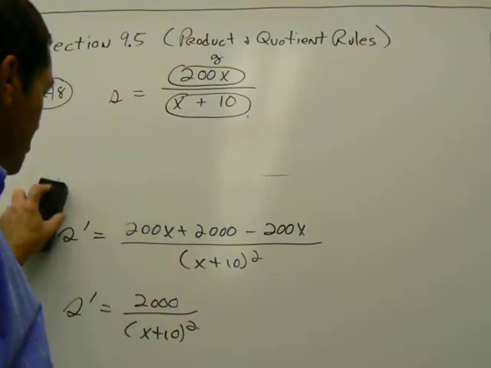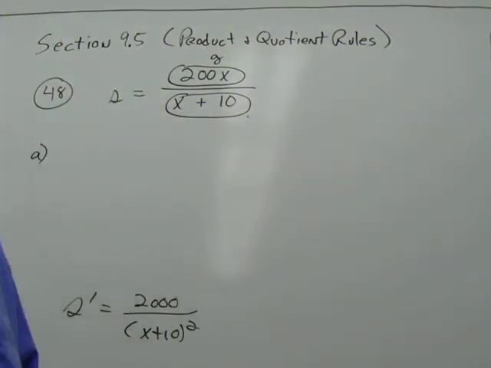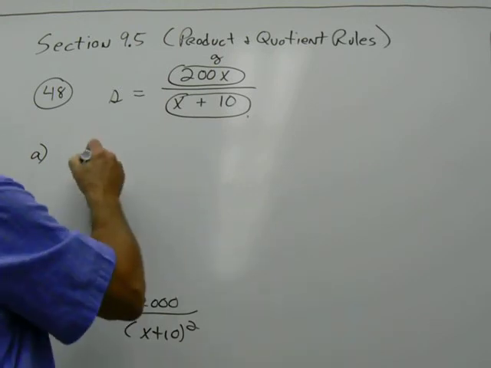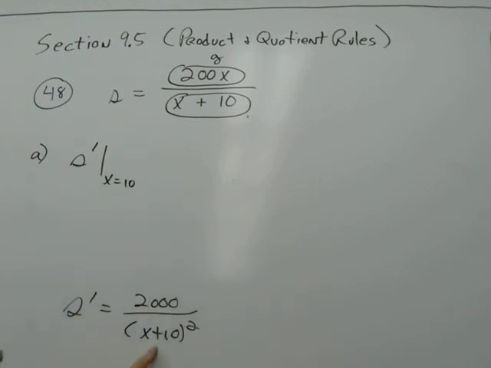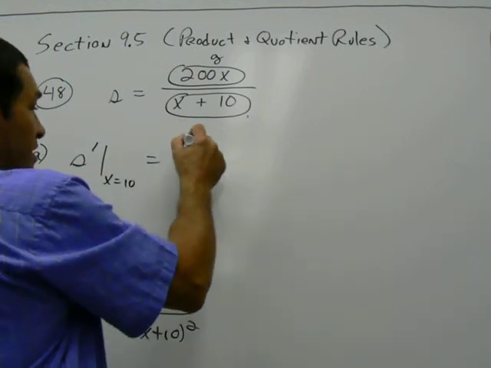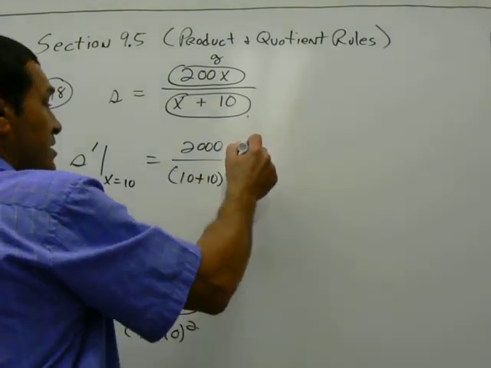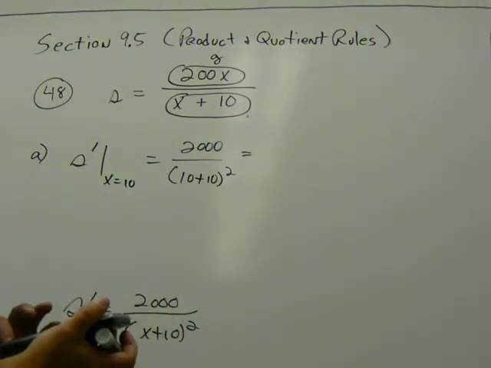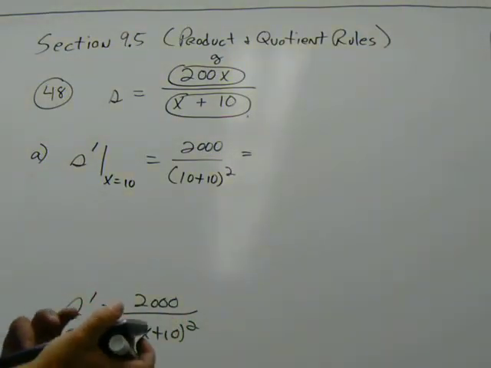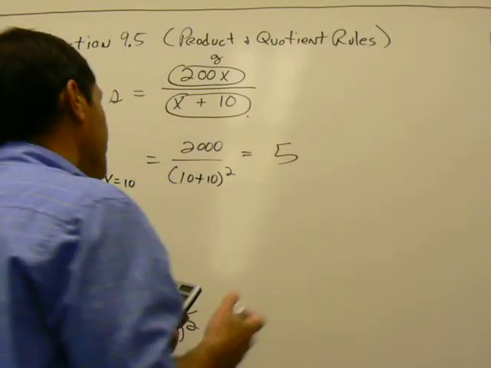How do you find the answers the book asks for? Well, on part A, the book asks, what is the rate of change of my sales when X is 10? All they're asking you to find is S prime when X is 10. So plug 10 into this function. It'd be 2,000 over 10 plus 10 squared. And using a calculator, that's 2,000 over 20 squared, which is 2,000 divided by 400, which is 5.